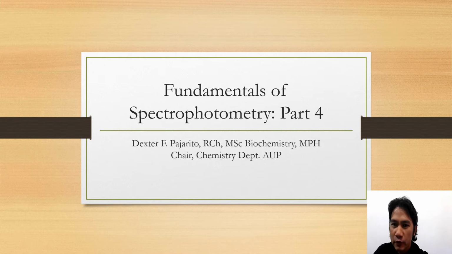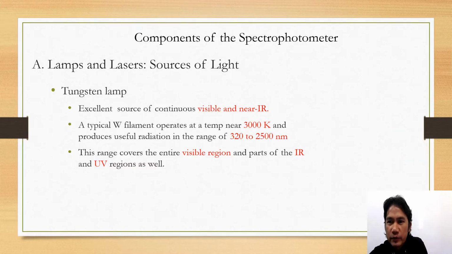We are now on part 4 on the fundamentals of spectrophotometry. The components of the spectrophotometer include lamps and laser. They are sources of light. The tungsten lamp is used in visible and near IR spectrophotometry because tungsten lamp provides excellent source of continuous visible and near IR radiation.